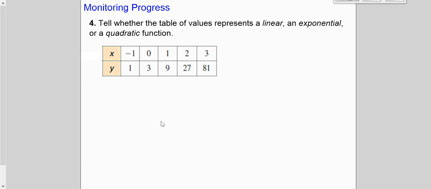And the last monitoring progress. Tell whether the table of values represents a linear, exponential, or quadratic function. So decide. Do we add the same number each time? Do we multiply by the same number each time? Do you see the pattern? Give it some thought. Write down what type of function you think it is. Linear, exponential, or quadratic. On your mark, get set, go.